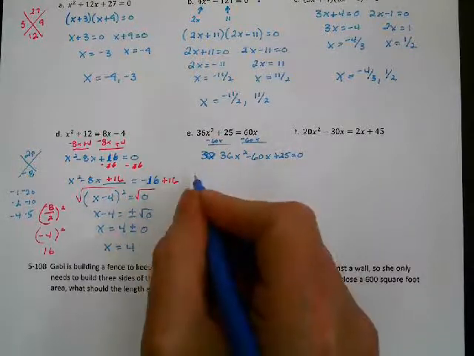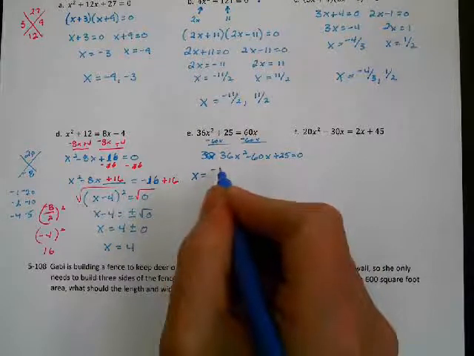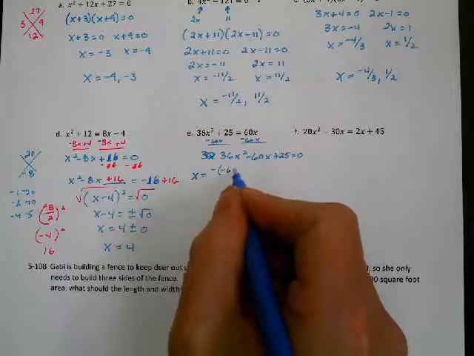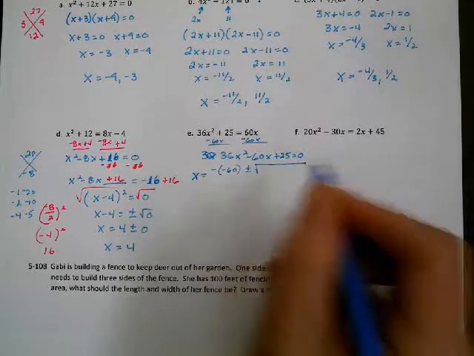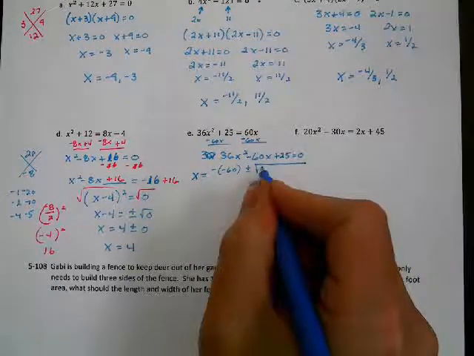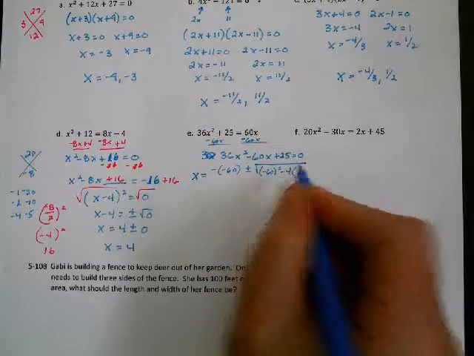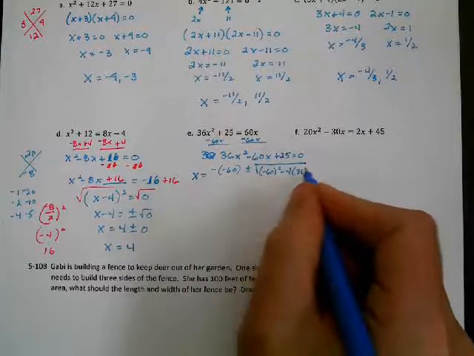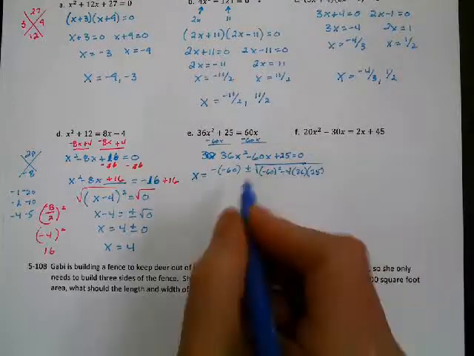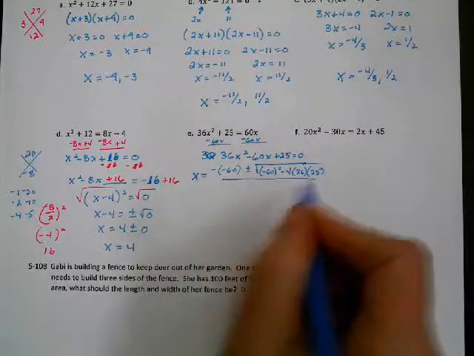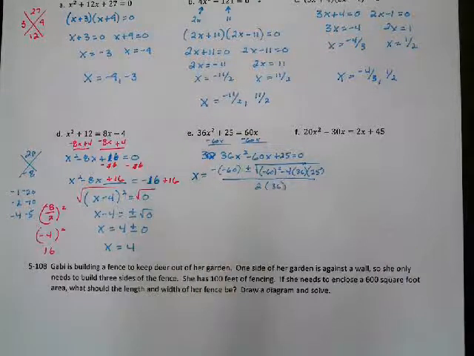So I got x equals negative 60 plus or minus the square root of negative 60 squared minus 4 times a, which is 36, times c, which is 25. Running out of room. All over 2 times a, which is 36. All right, cleaning up my 4 spots. Going to clean up this spot first.